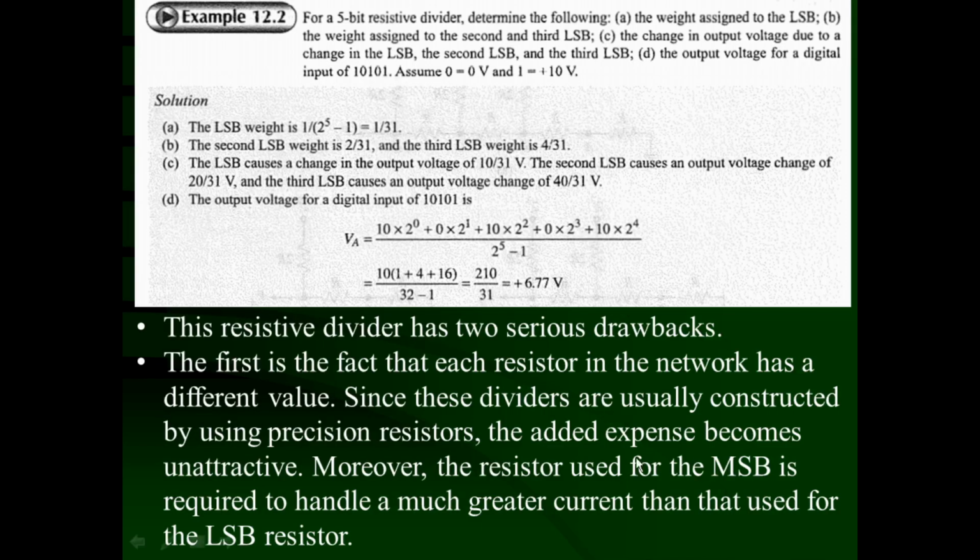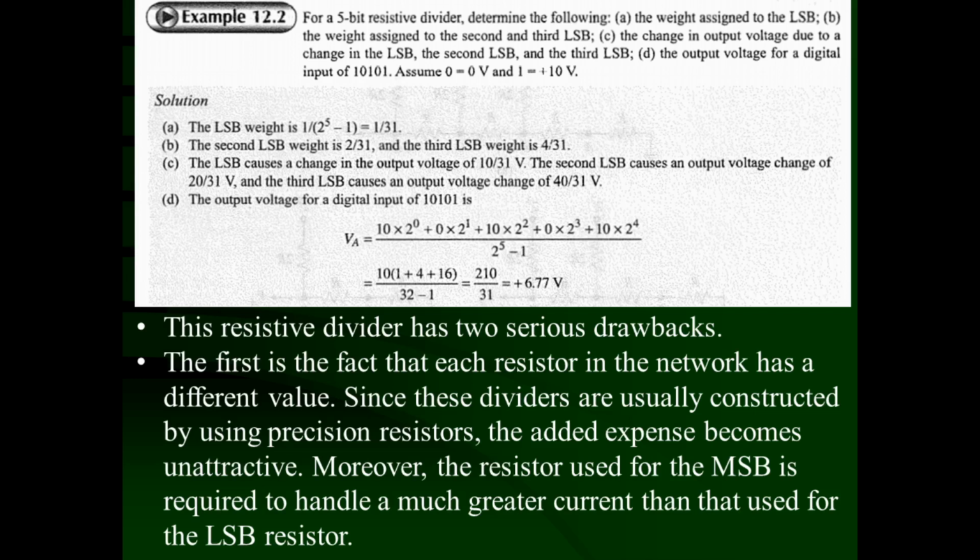Now, we will see an example related to this. For a 5-bit resistive divider network, determine the following. A. The weight assigned to the LSB. B. The weight assigned to the second LSB and third LSB. C. The change in output voltage due to a change in the LSB, second LSB and third LSB. D. The output voltage for a digital input of 10101. Assume that 0 is equal to 0 volt and 1 corresponds to plus 10 volt. So, digital level 0 corresponds to 0 volts and 1 corresponds to plus 10 volt.